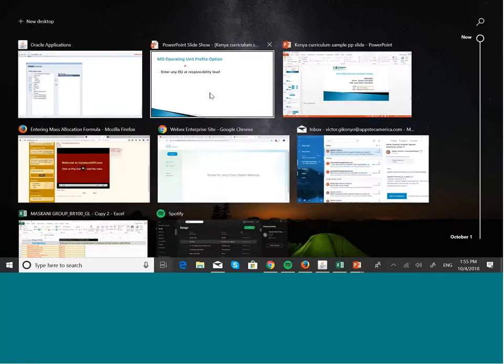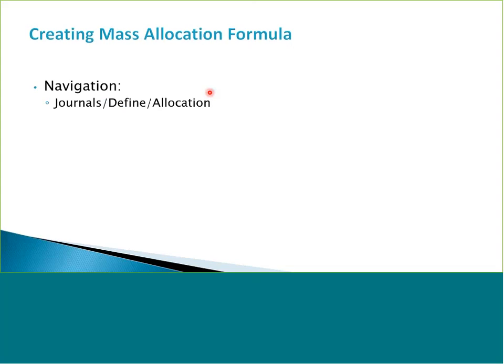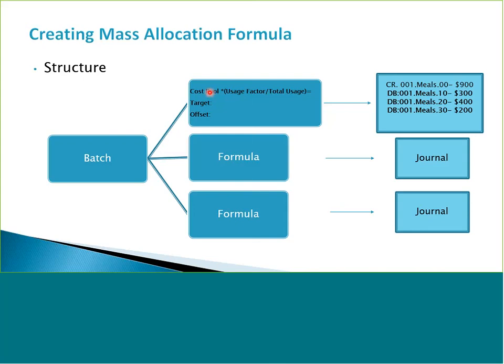Let's go back to our slides. So we have done all the preparations that we need to do in order to be able to use this mass allocation feature. We have made sure that all the balances are set, and we have created a parent value which is going to help us in entering the mass allocation formula. Now all we need to do is to do the entry in Oracle, and that is what we are going to cover in our next lesson.